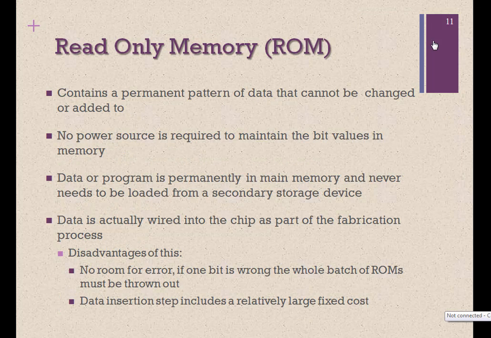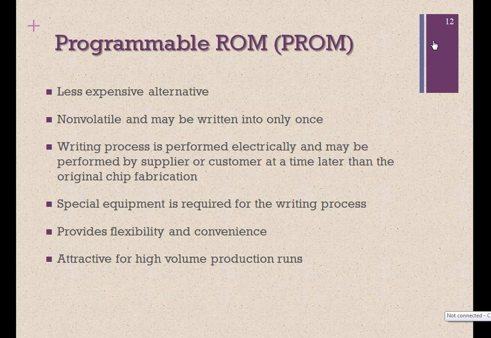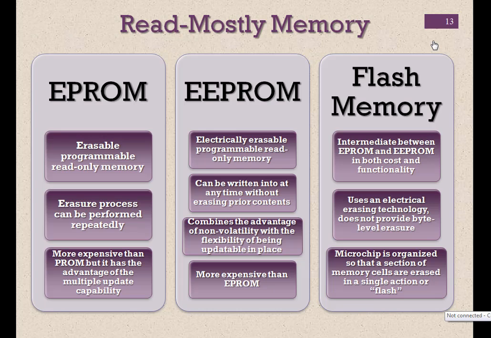So ROM, read-only memory, contains a permanent pattern of data that cannot be changed. One time data will be stored, it will not be removed, and it will not be written. You can read it. So there are some advantages. PROM, programmable ROM, is less expensive and non-volatile. Data can be programmable again, and you can rewrite it using an electrical process.